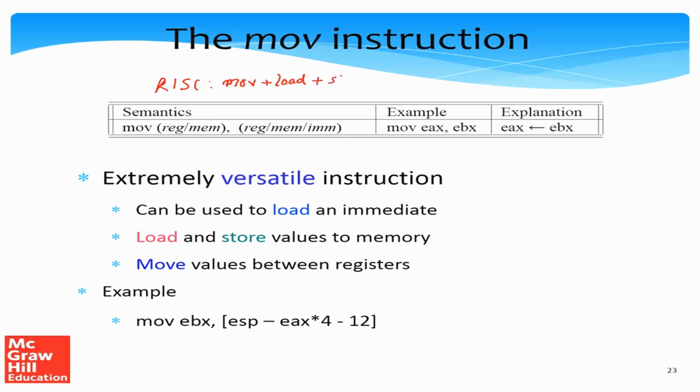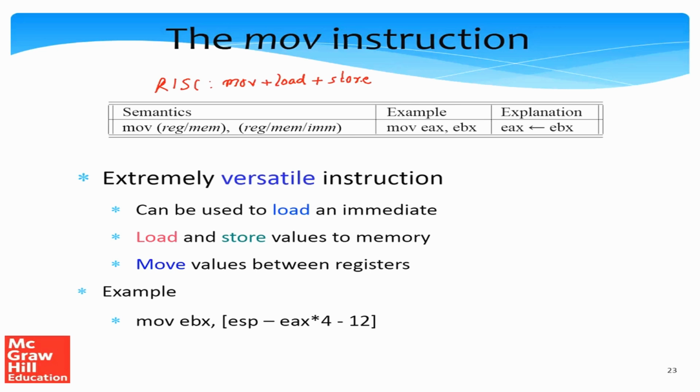And it's also a store. So it can store something from a register to a memory address. So the move instruction in x86 is equivalent to a RISC move, a load and a store all combined into one. So what is the semantics?